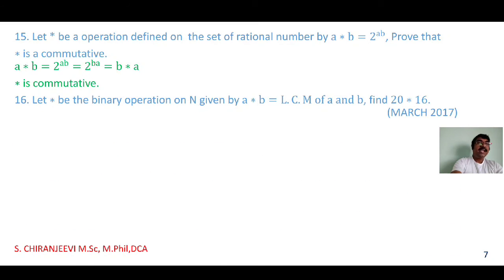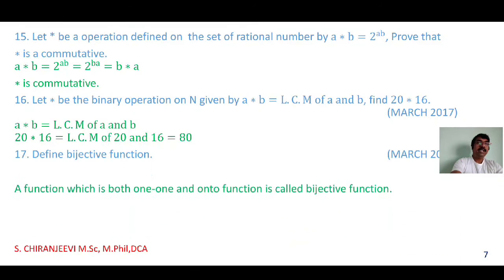Let star be the binary operation on capital N given by A star B equal to LCM of A and B. Find 20 star 16. March 2017. So A star B is LCM of A and B. So 20 star 16 is LCM of 20 and 16. LCM of 20 and 16 will become 80.